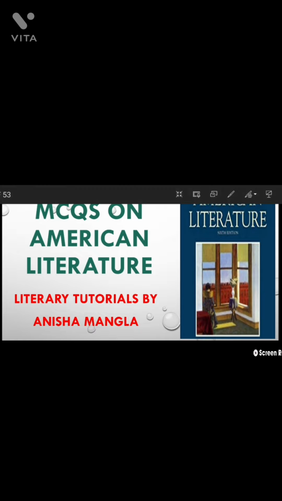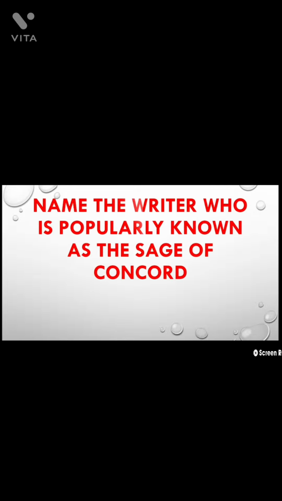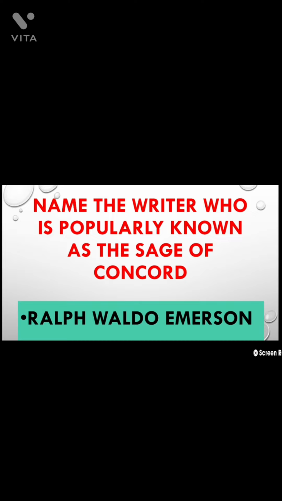Okay, now let's start with the MCQs on American literature. First one is, name the writer who is popularly known as Sage of Concord. Who is called Sage of Concord? The answer is Ralph Waldo Emerson.